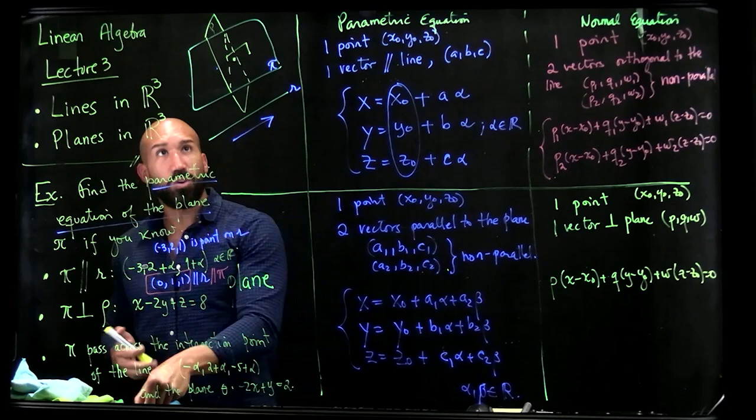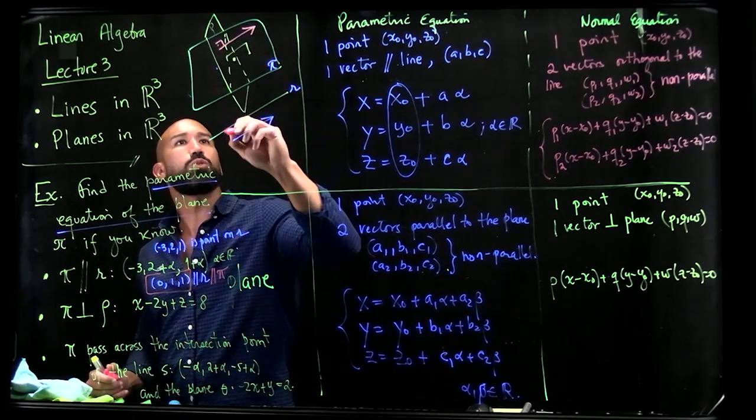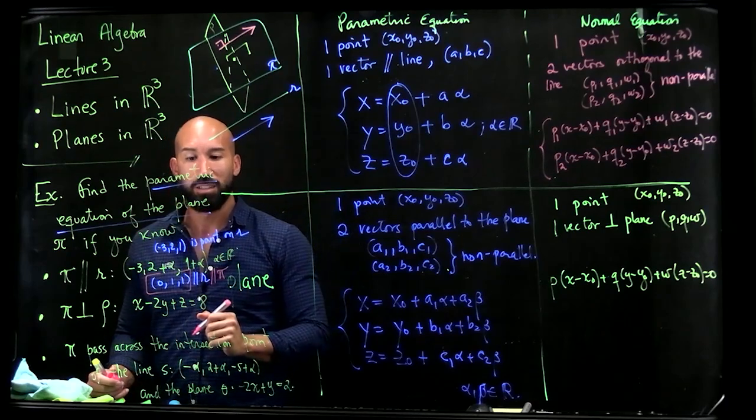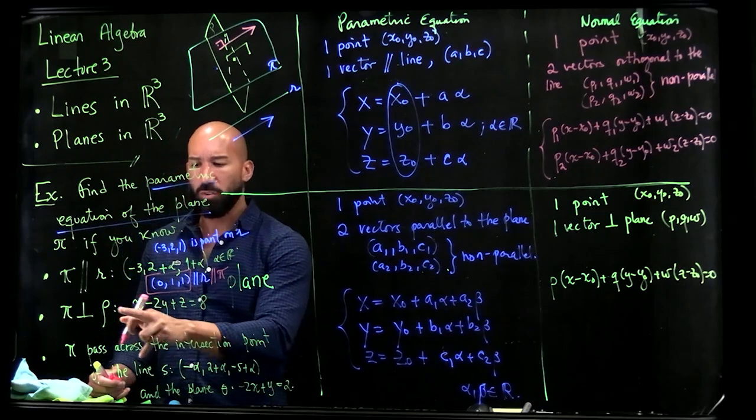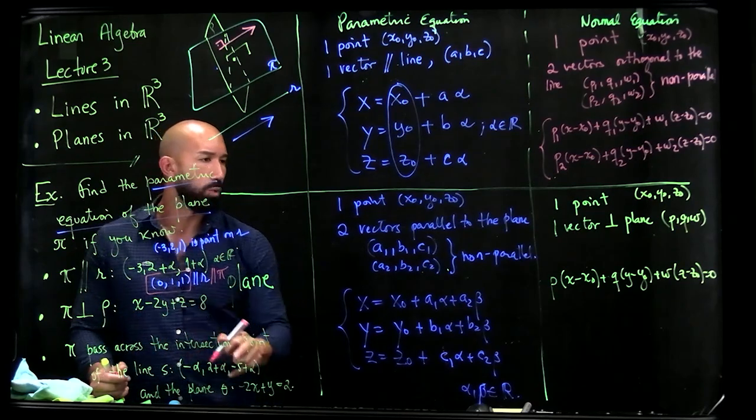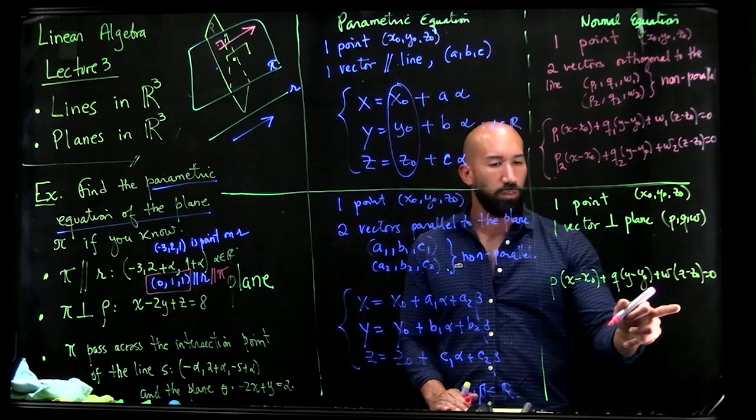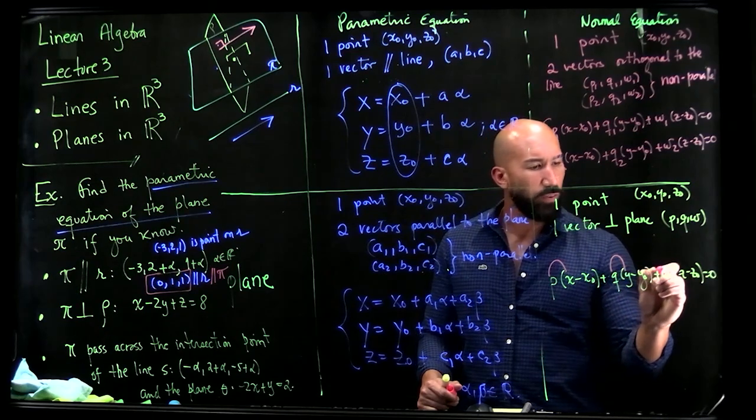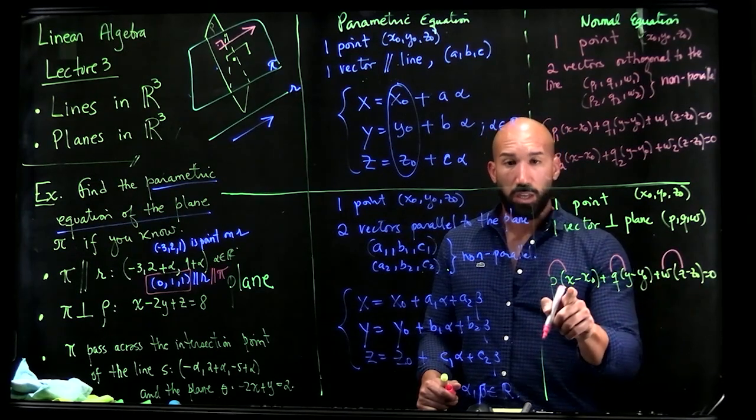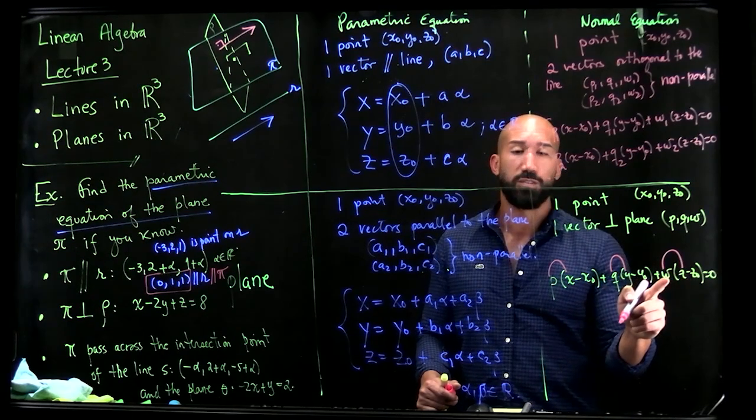So if rho is orthogonal to pi, any vector that is orthogonal to rho is going to be parallel to pi. Yes or no? And what is the equation that I'm using to describe rho? A normal equation. What do I know about a normal equation? Look at the normal equation of a plane. What is going to be the coefficient for x, for y, and for z? The coefficient for x is going to be p, for y it is q, and for z it is w.